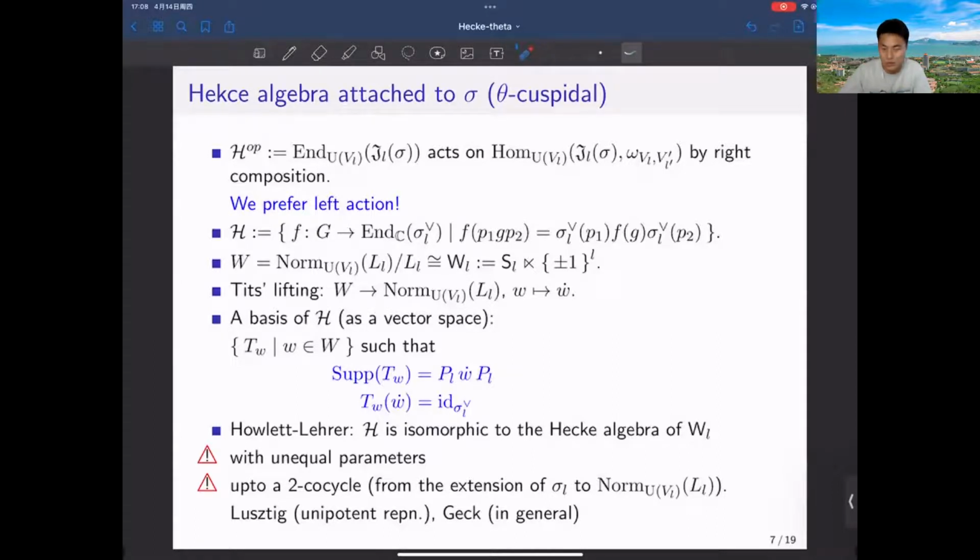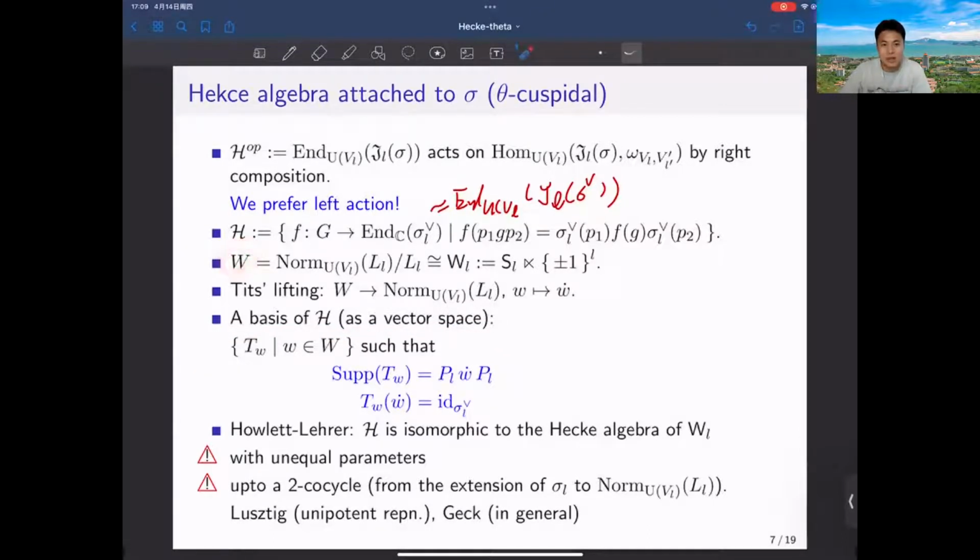So actually, we prefer the left action. So instead of using this endomorphism of J_L sigma, we will use the endomorphism of this, which is actually an endomorphism of the contragredient of J_L sigma. And it's not difficult to find that, under the assumption that sigma is theta cuspidal, the endomorphism algebra will have a natural basis, which is given this way.